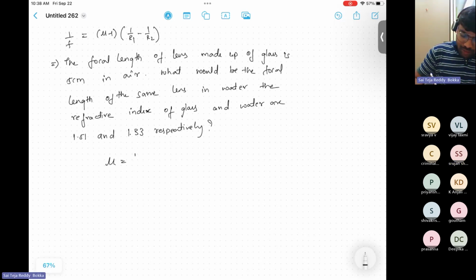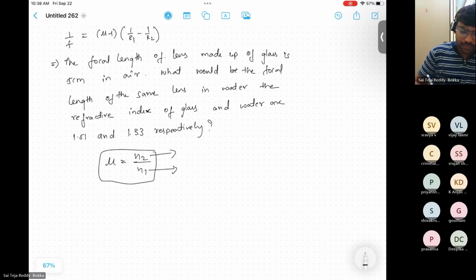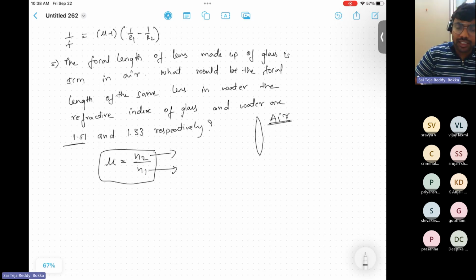So here take mu is equals to n2 by n1, okay? Refractive index of the second medium by refractive index of the first medium. So here the refractive index of the second medium is n2. In the first case, when we are placing the lens in the air medium, the refractive index of the first medium will be air and the refractive index of the second medium will be lens.